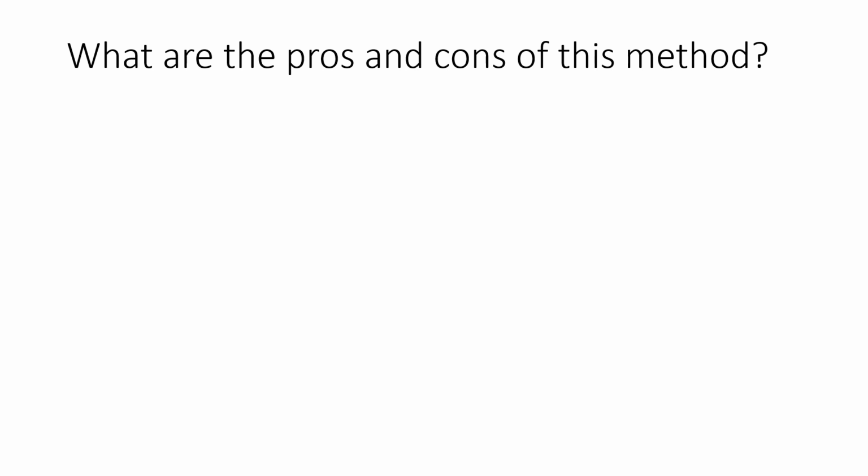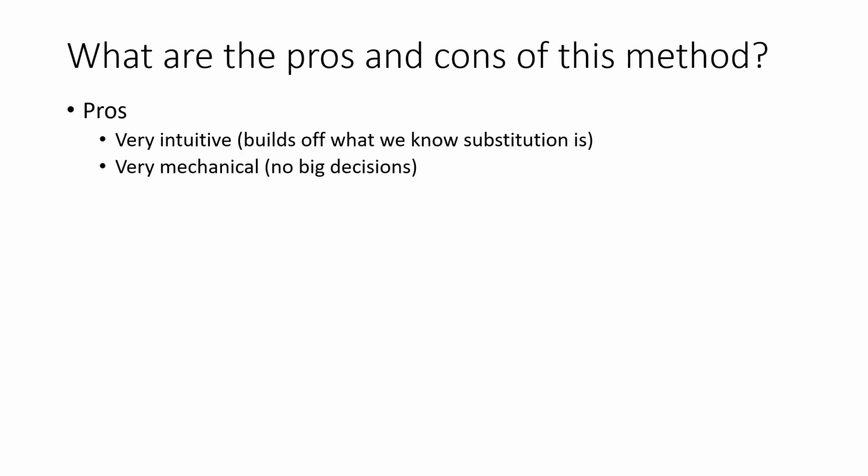So what are the pros and cons of this method? Pros is it's very intuitive. It builds off what we know substitution is. If you have done any cooking or you follow any sports or you've had a substitute teacher in your class, you know what substitution is as a general rule, and then you can see how it works in this method, which makes it an intuitive method that makes sense to you. It's also very mechanical. There are some decisions to make, like which of these variables do I want to get by itself, but no big decisions. You don't need to analyze a lot of math or have a lot of great number sense to be able to do it. So those are usually what people like about it.